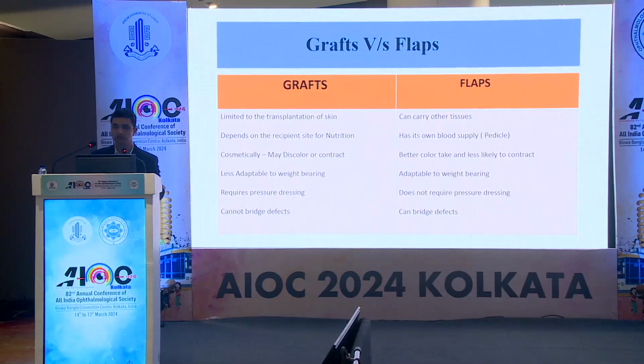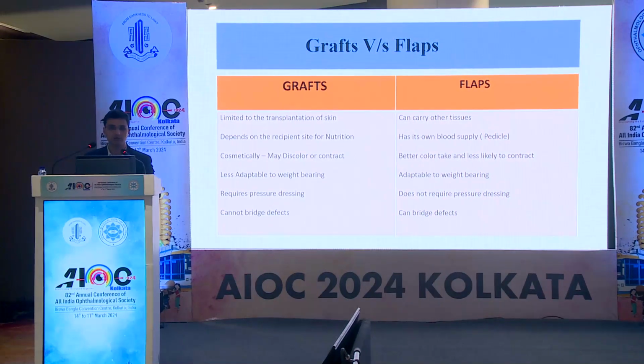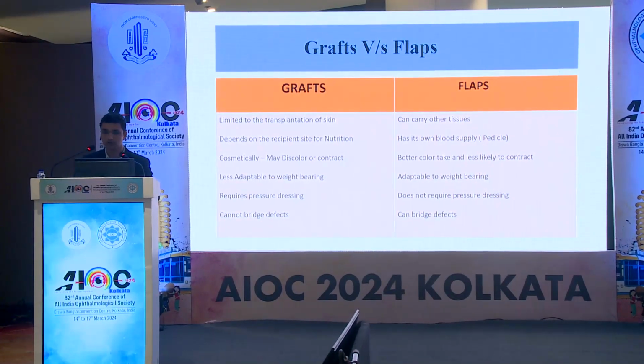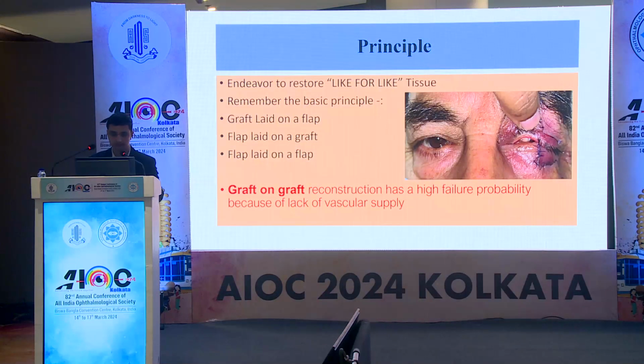So coming back to the basics, what is the difference between grafts and flaps? So graft is a tissue which is harvested from a donor site which does not have its own blood supply, and it depends on the recipient site for its blood supply. On the contrary, flaps are the tissue which are harvested and they carry the blood supply on their own. Important differentiating feature is cosmetically, grafts may discolor or contract, but flaps, they have a better color uptake and less likely to contract. So what is the basic principles of reconstruction?